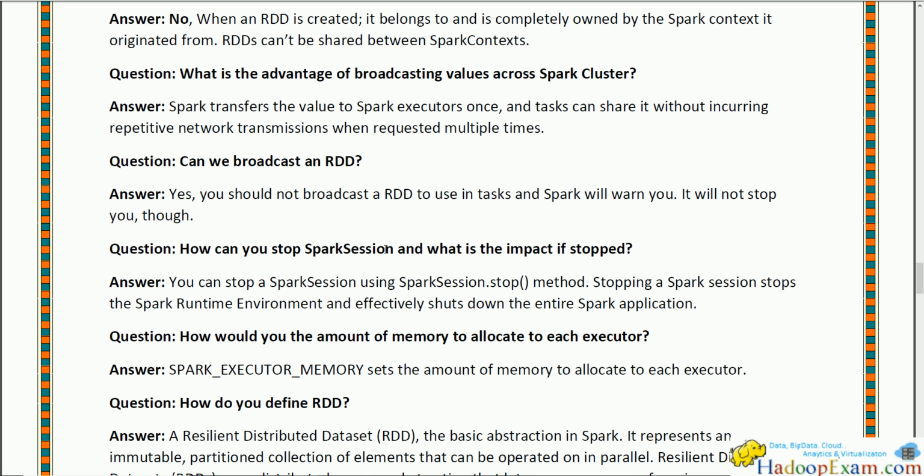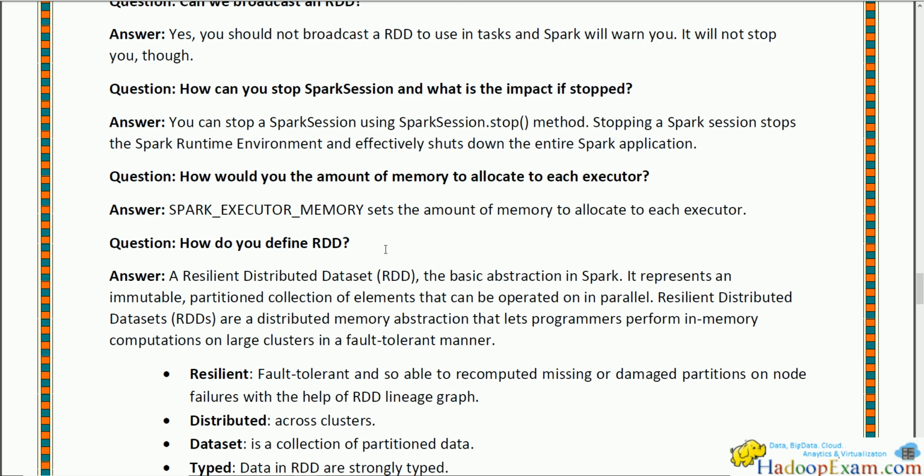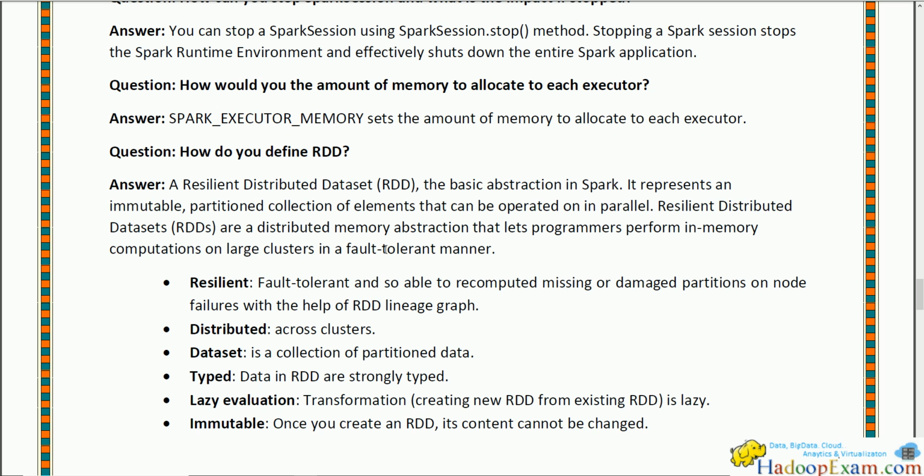Question: how can you stop Spark session and what is the impact if stopped? Answer: you can stop a Spark session using the SparkSession.stop method. Stopping a Spark session stops the Spark runtime environment and effectively shuts down the entire Spark application. Question: how would you set the amount of memory to allocate to each executor? Answer: SPARK_EXECUTOR_MEMORY sets the amount of memory to allocate to each executor.